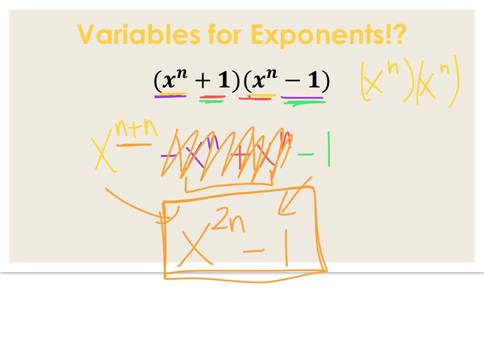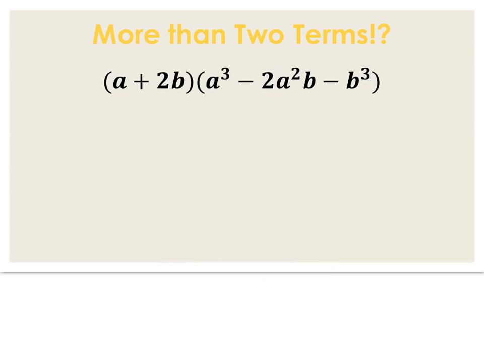So just remember that if you're multiplying, you add the exponents, adding exponents. Here's our last example. This looks crazy. Go ahead and write it down. It's a plus 2b, and then in parentheses, a to the third minus 2a squared b minus b to the third.